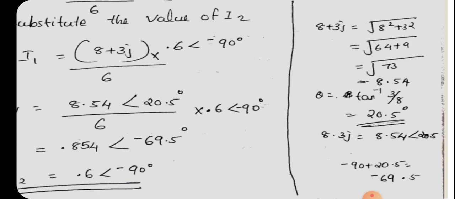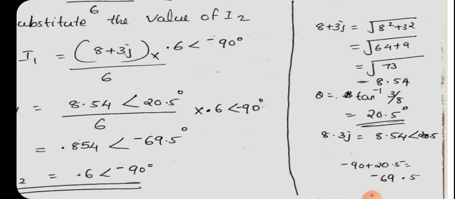So I got the magnitude term, that is square root of 8 square plus 3 square, which is equal to 8.54. So I got the magnitude of the polar form, that is 8.54. And in order to get the angle term, I have substituted the formula as theta is equal to tan inverse of 3 divided by 8. So I got 20.5 degree.